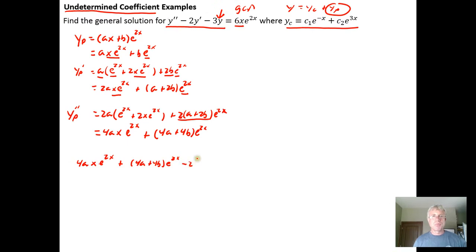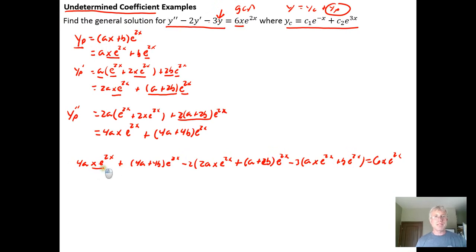minus 2 times y particular prime, which is going to be 2ax e to the 2x plus a plus 2b. This is lots of room for algebra error here, or even just a transcription error. A plus 2b times e to the 2x, minus 3 times our guess y particular, which is just a x e to the 2x plus b e to the 2x. And this has to all simplify to 6x e to the 2x.